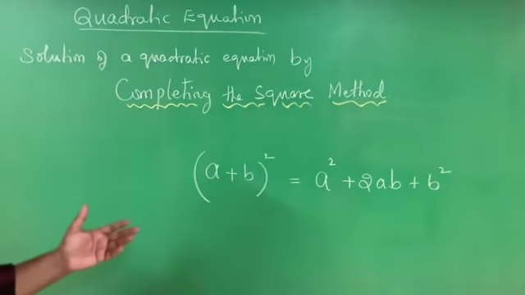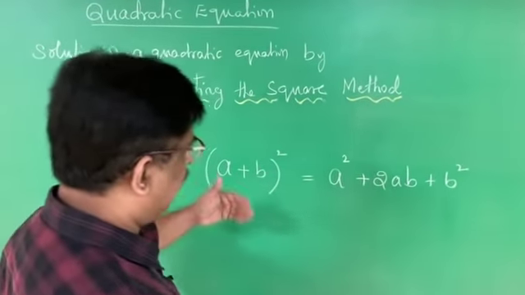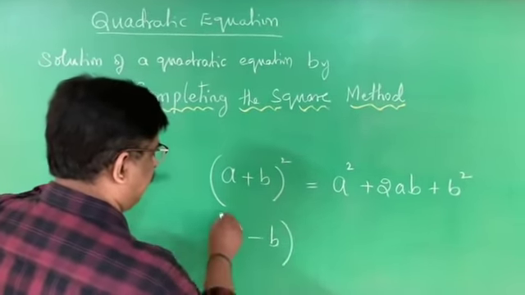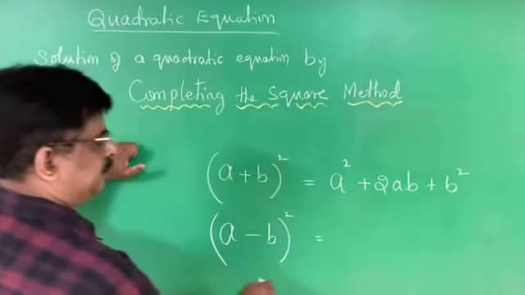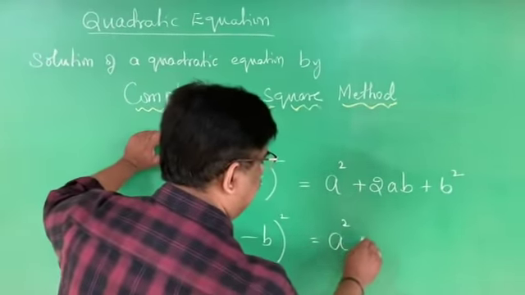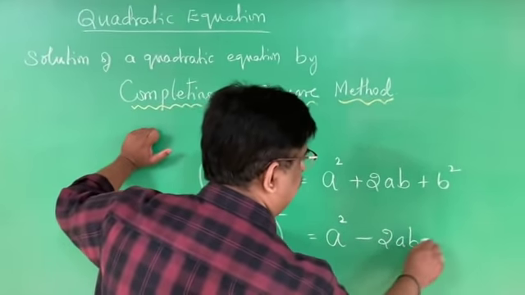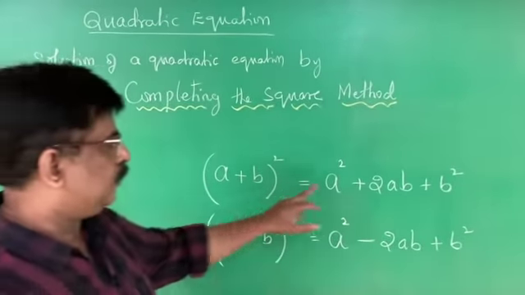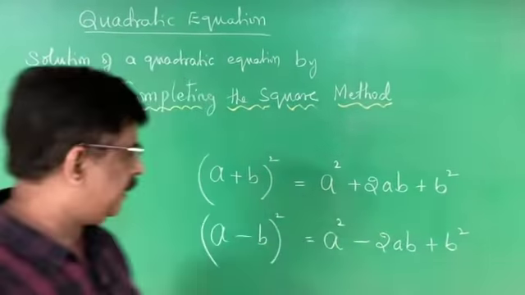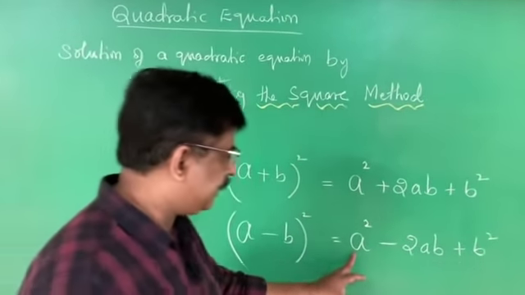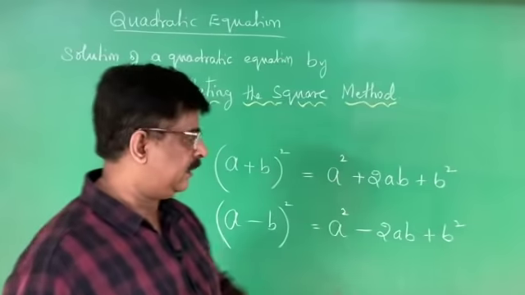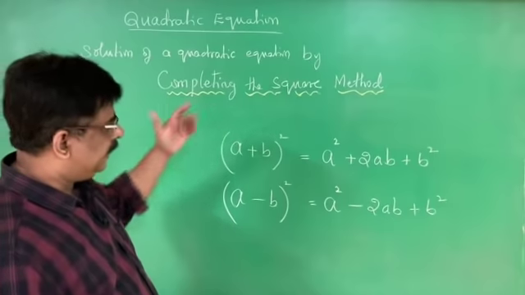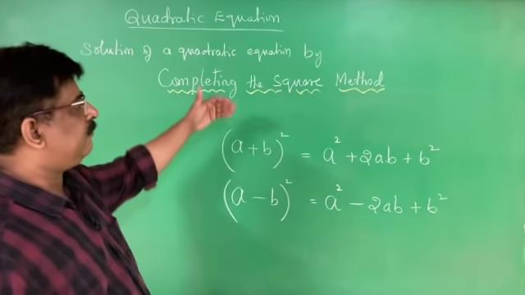The other identity we are going to use to solve a quadratic equation by completing the square method is a minus b whole square. a minus b whole square is equal to a square minus 2ab plus b square. Try to understand. a plus b whole square is a square plus 2ab plus b square. a minus b whole square is a square minus 2ab plus b square. If you know these two identities, we can easily solve any quadratic equation by the method of completing the square.